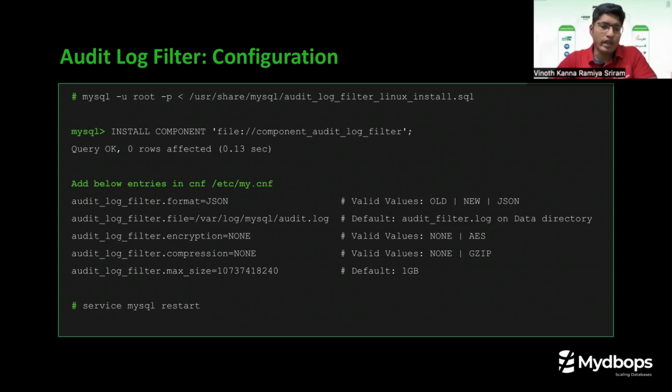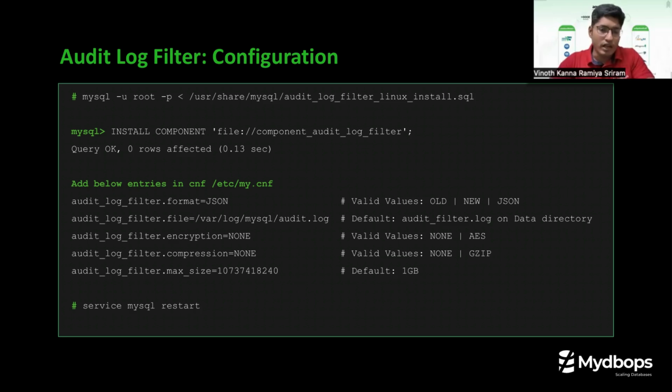And there is one more key parameter called max size. As audit logging is going to grow, it tends to grow rapidly depending upon the aggressiveness of the logging filters that you enable. It is very important to restrict the max size that you are going to allocate for audit logging purposes. Audit log filter provides two variables that control that.